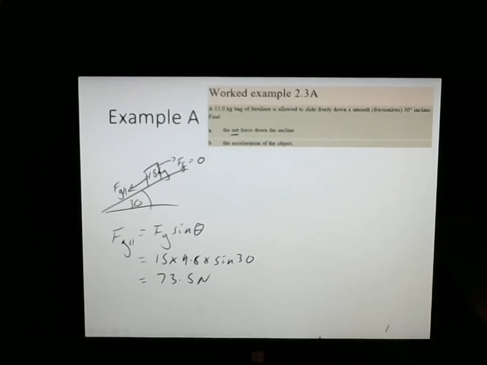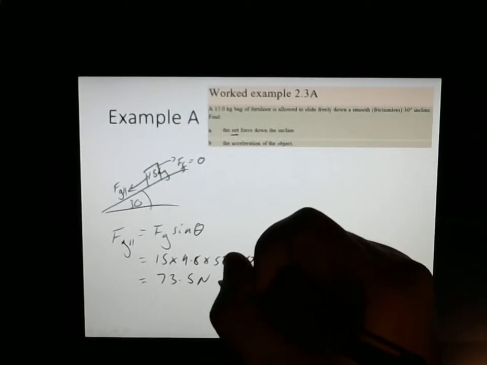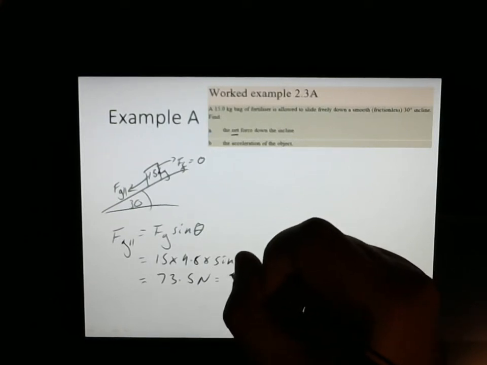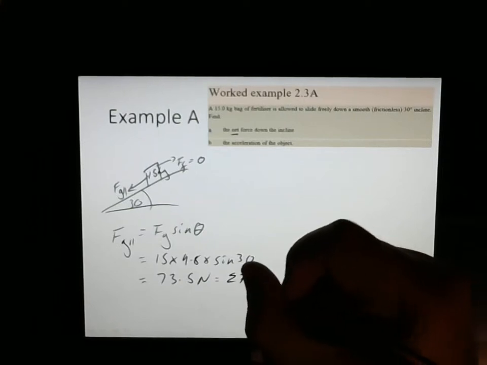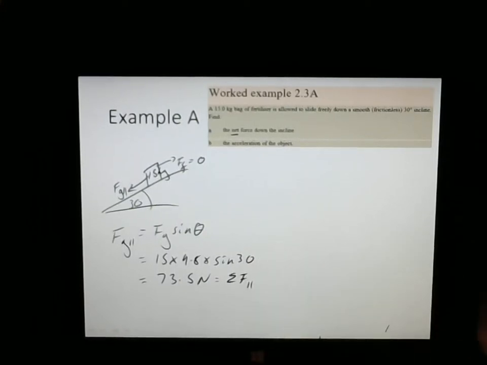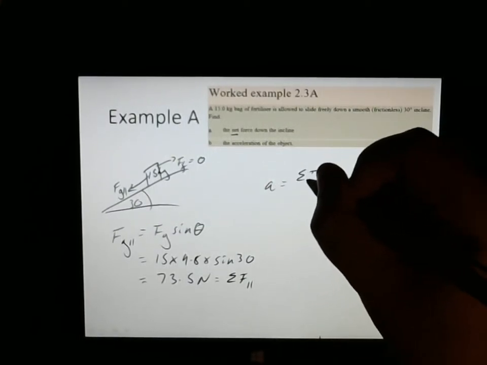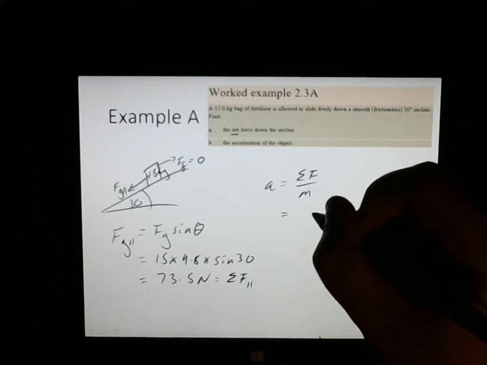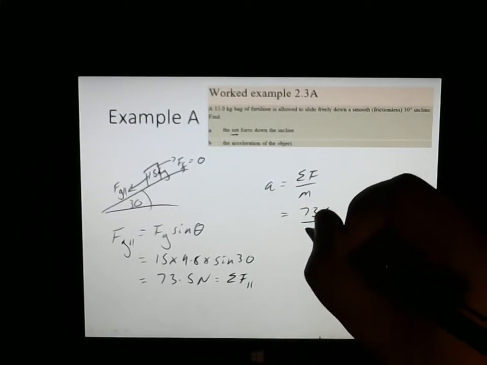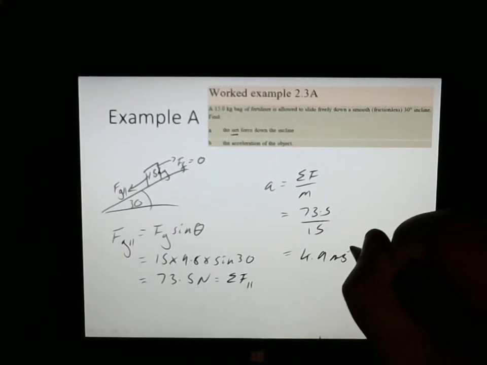Second question asks, what is the acceleration? Well, we know the relationship between mass and acceleration. This we could also say is equal to the net force, or the net force parallel, because that's the only force going down the parallel. Acceleration is equal to net force divided by mass. Remember, we do need the net force for that. So that's equal to 73.5 divided by 15, which equals 4.9 meters per second squared.